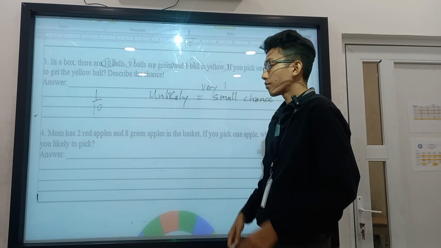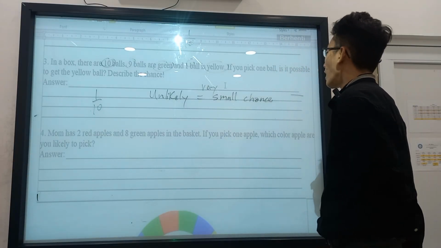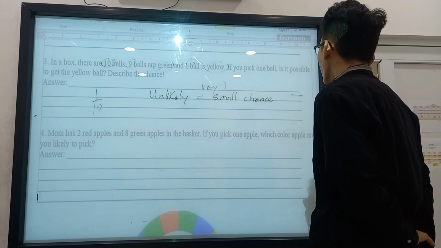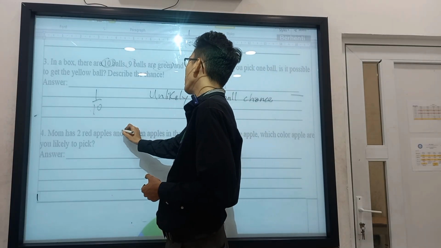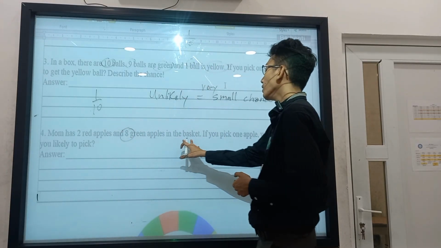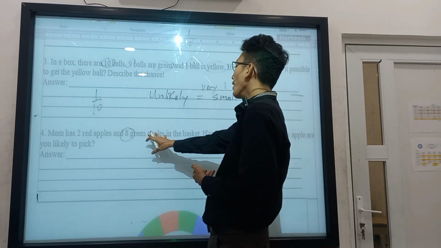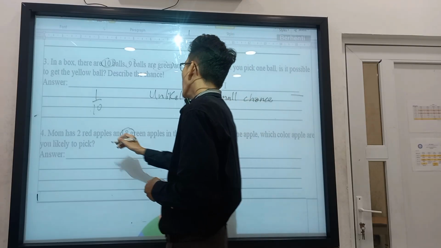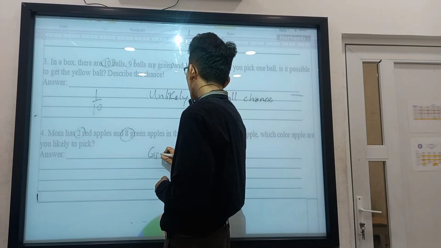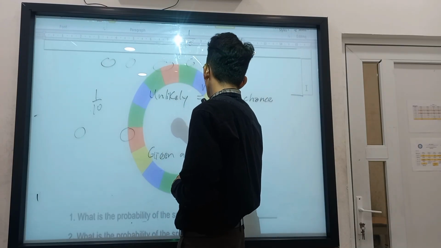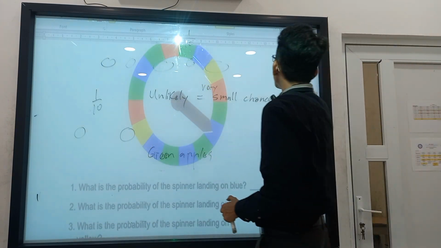Okay, so how about number 4, sir? Yeah, number 4, this one. Mom has 2 red apples and 8 green apples in the basket. If you pick one apple, which color apple are you likely to pick? Of course, we will just go straight to the biggest number in the basket. It will be green apple because green are way more in quantity than the red apples. Okay, so the color will be green apples. Oh, yeah, okay, correct.